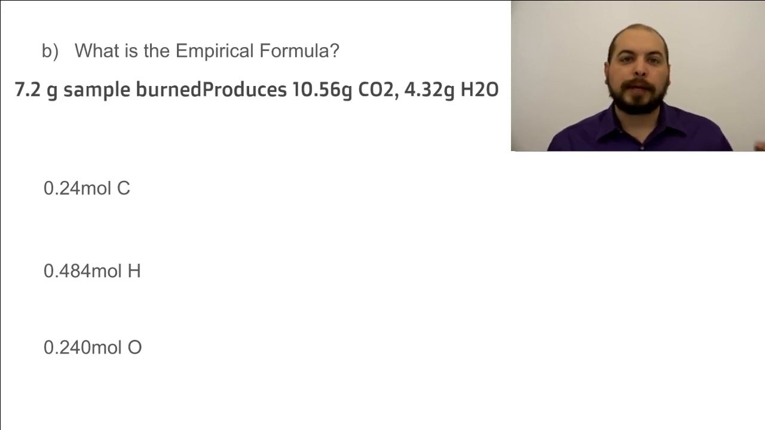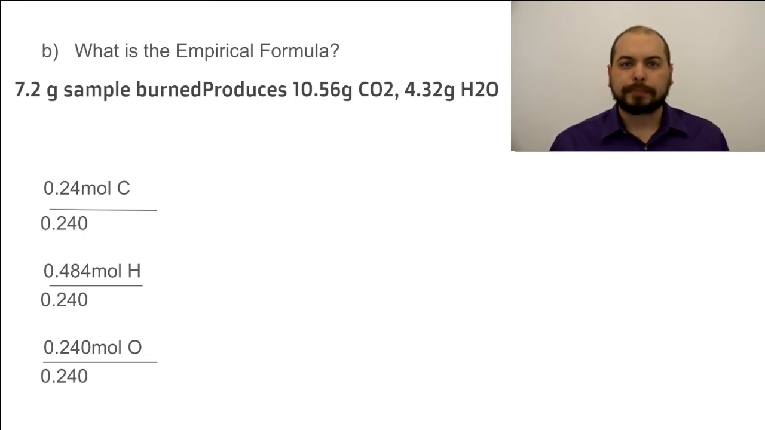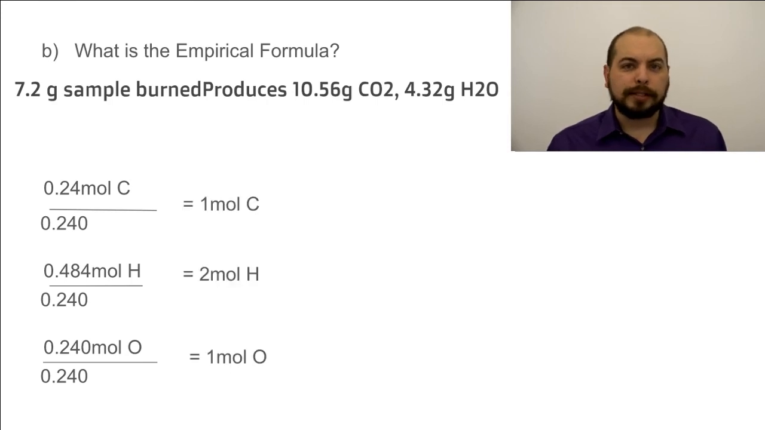Now these are our mole values, and with that we can find the empirical formula by dividing by the smallest one. In this case, that is oxygen, 0.240. We divide each by 0.240, and what we end up with is 1 mole of carbon, 2 moles of hydrogen, and 1 mole of oxygen. This means our empirical formula is CH2O.